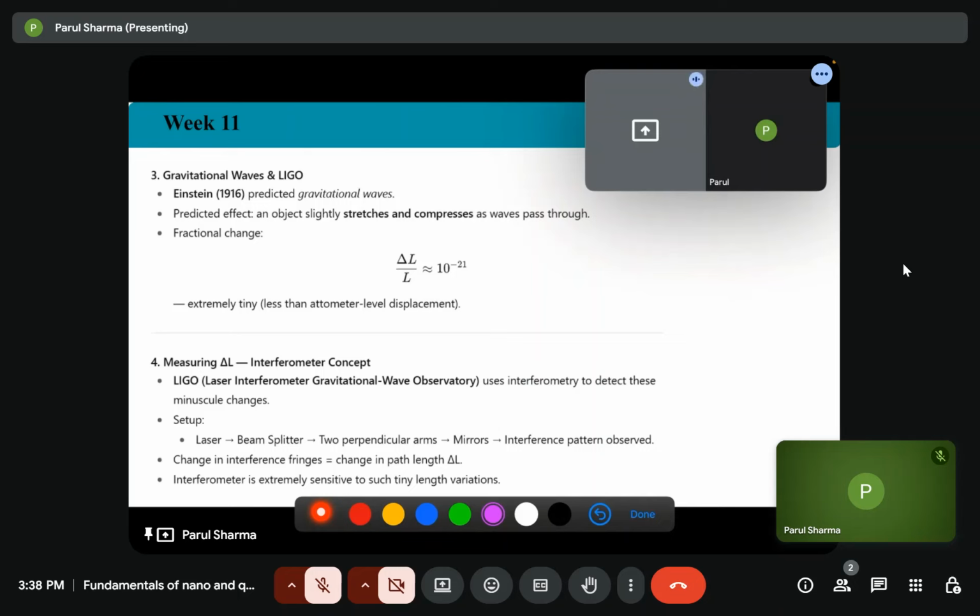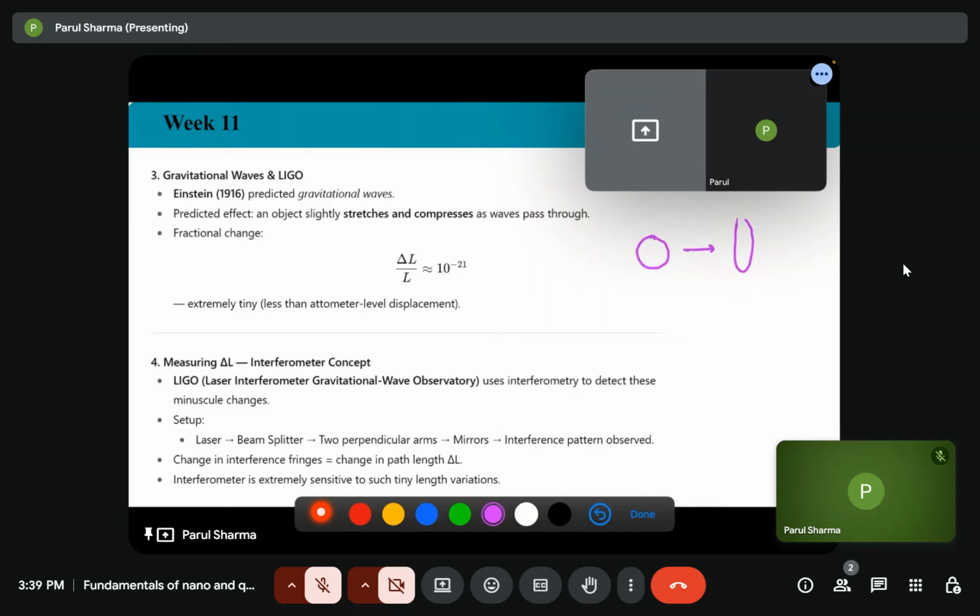So Einstein in 1916 predicted gravitational waves. He stated that if we have a spherical object, when the gravity wave passes through it, there is a slight elongation in one axis and compression along the other. That is, an object will slightly stretch or compress in one direction or the other as the gravitational wave passes through. So basically, the sphere will become an ellipse.